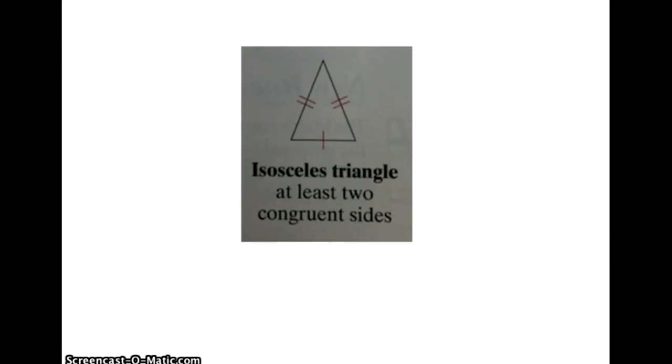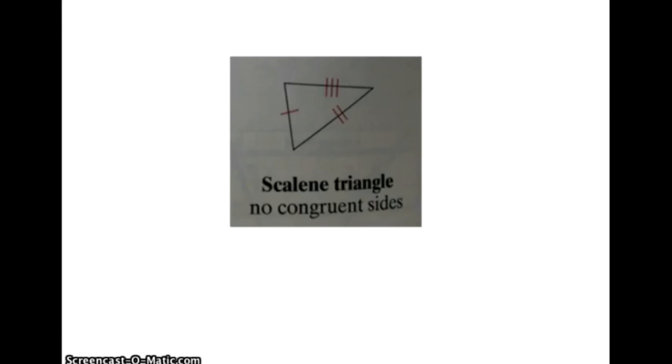An isosceles triangle has at least 2 sides that are congruent. Notice that the base of my triangle only has 1 tick mark, so that side length is different than the 2 side lengths that make the peak of my triangle. So this is an isosceles triangle. Scalene triangles have no congruent sides. The left-hand side of my triangle has 1 tick mark, the bottom right-hand side has 2 tick marks, and the top has 3 tick marks. That indicates that none of those sides are the same.